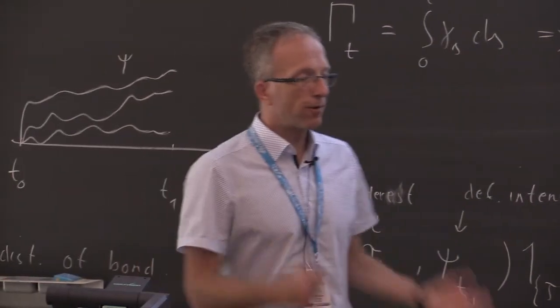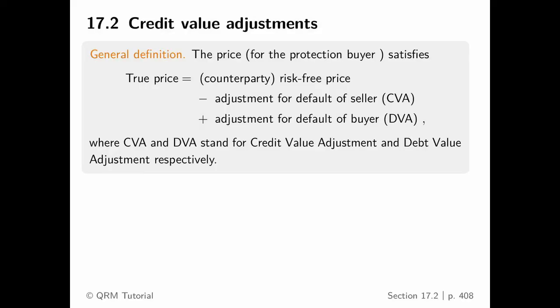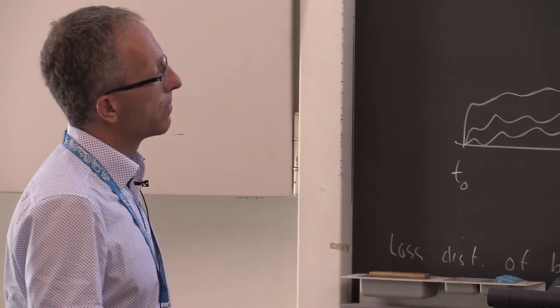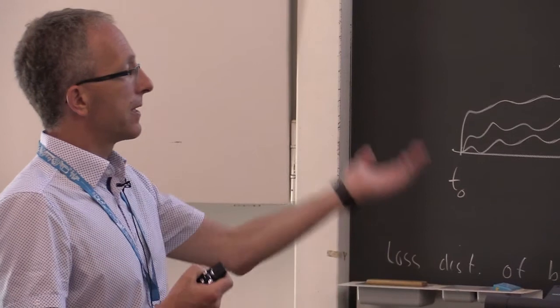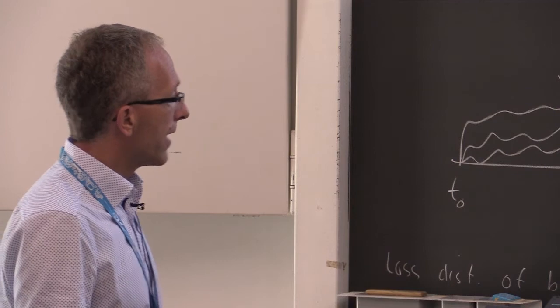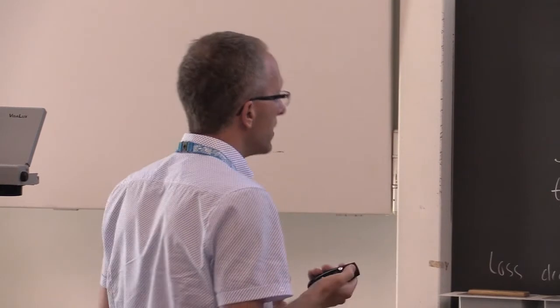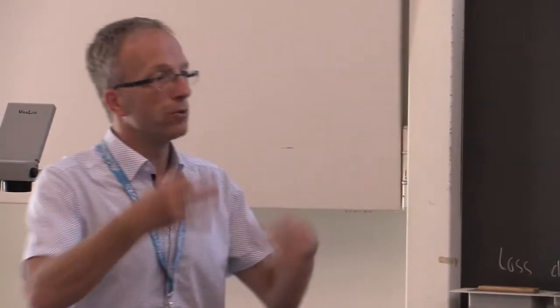So the general definition of a credit value adjustment is of the following form. The true price which you really should charge is equal to the counterparty risk-free price, the price that is correct at first order, minus an adjustment. This is for the special case of a credit default swap, and you view this from the point of view of the protection buyer who makes the premium payments and gets the fixed payments. But the same definitions would work for any interest rate swap or anything, but to be specific, we consider here the case of a CDS to know who is who.